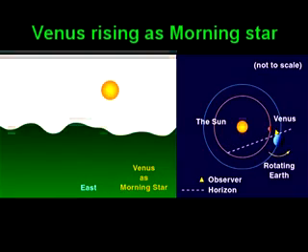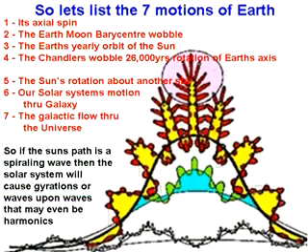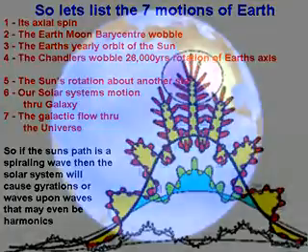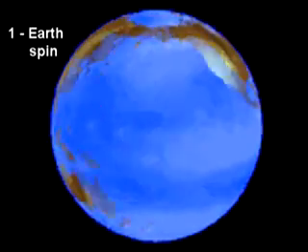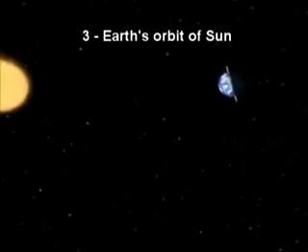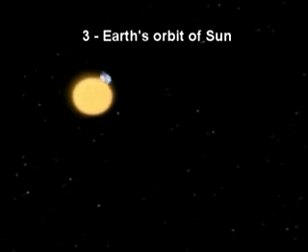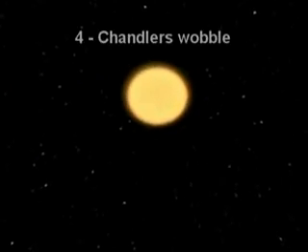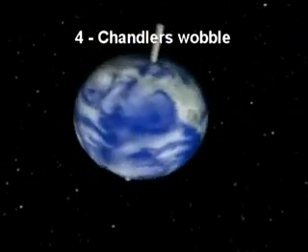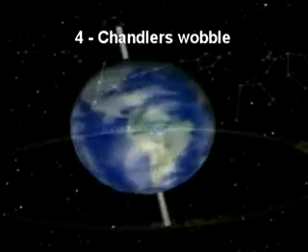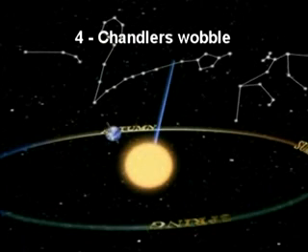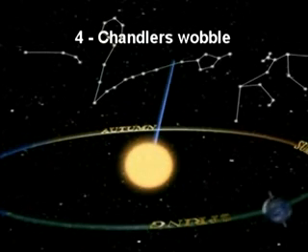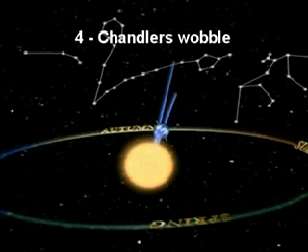We return to looking at the 7 different motions of the Earth. Here is the Earth spinning on its axis. The second motion is the Earth's annual trek around the Sun. But he needed a third motion to explain precession. He used the term wobble or libration, assuming that only a wobbling Earth could cause us to see a different part of the constellations each year.